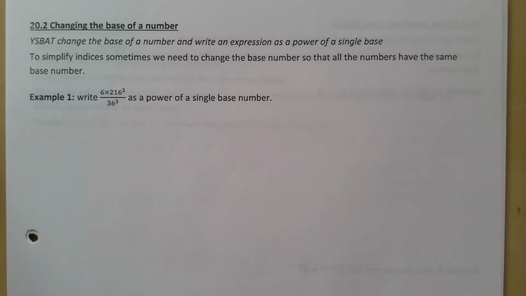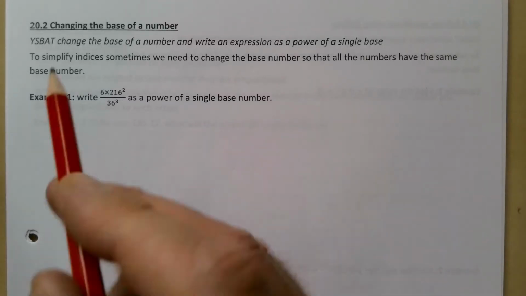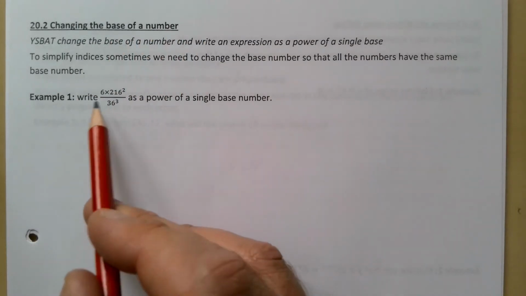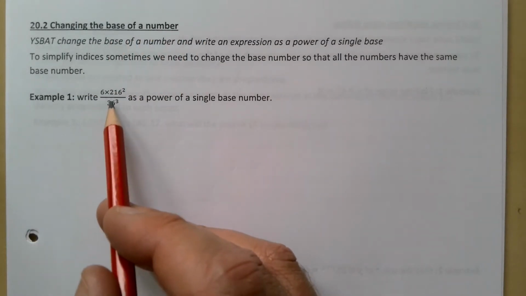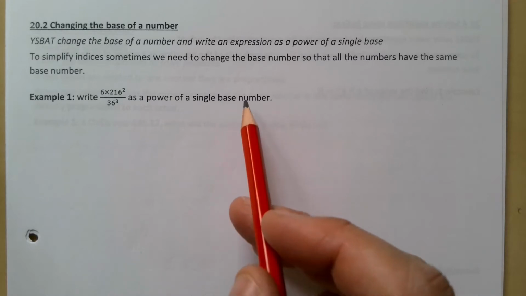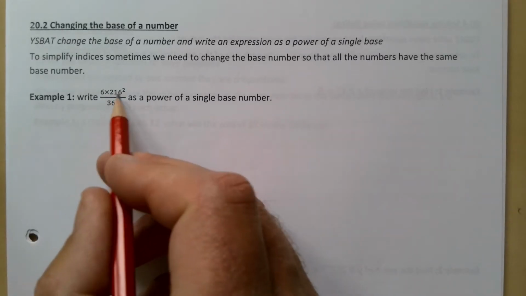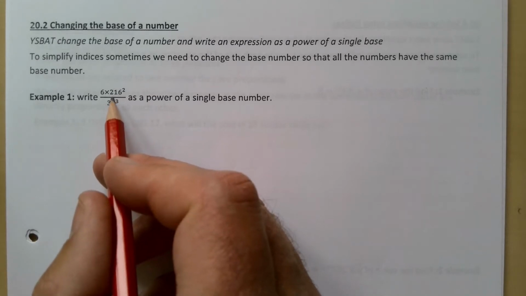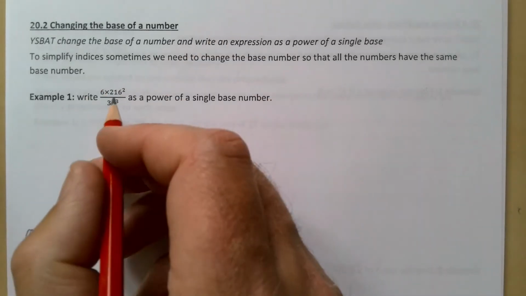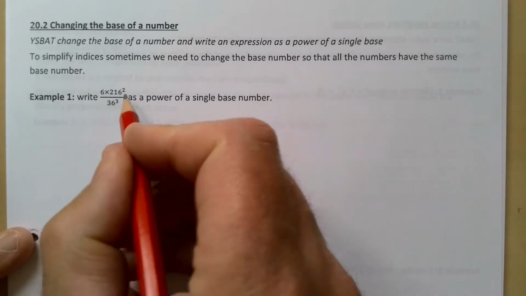There's a second video on GCSE indices, so we're going to take a look at changing the base of a number. So, write this number here as a power of a single base number. 36, I would hope most people recognize as 6 squared. 216 is a wee bit harder, but that's actually 6 cubed. If you know your cube numbers up to 10, which you should do, you will know that that is 6 cubed.